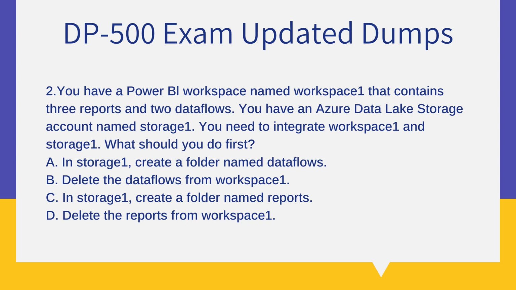2. You have a Power BI workspace named Workspace 1 that contains 3 reports and 2 data flows. You have an Azure Data Lake storage account named Storage 1. You need to integrate Workspace 1 and Storage 1. What should you do first? A. In Storage 1, create a folder named Data Flows. B. Delete the data flows from Workspace 1. C. In Storage 1, create a folder named Reports. D. Delete the reports from Workspace 1.